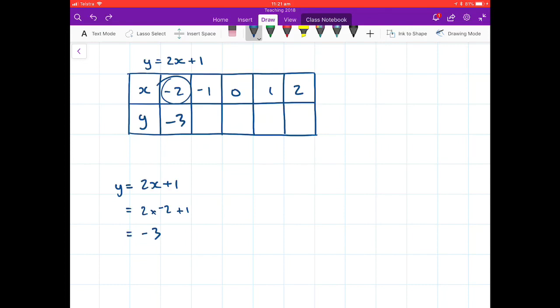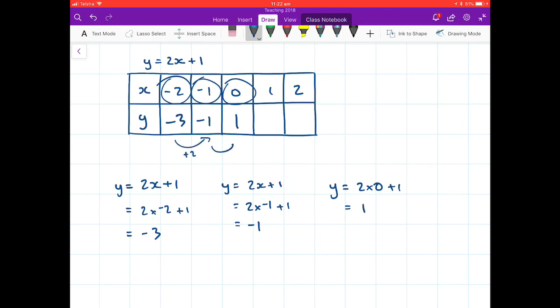Now we know we should start to see a pattern as we come along here, so we'll see if that happens in a second. Y equals, let's look at the next one, which is two lots of now -1, and we add 1, and that's going to get us to -1. All right, y equals two lots of 0 now for the third one here. We're going to add 1. 2 zeros is 0 plus 1 is 1. And we can see here that we are adding 2 each time.